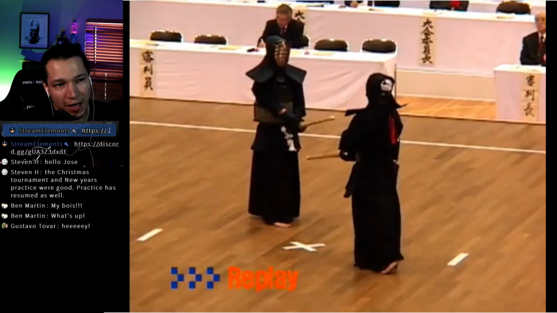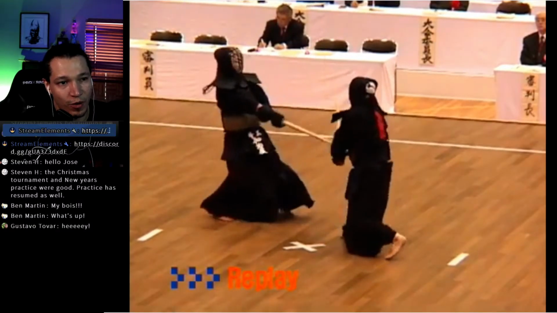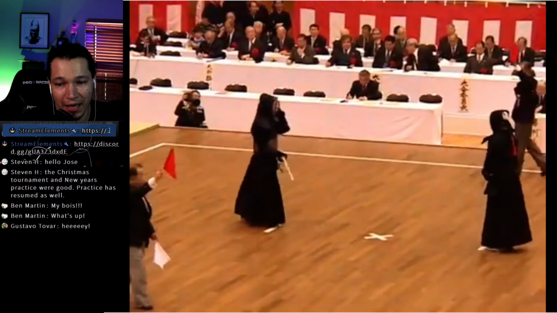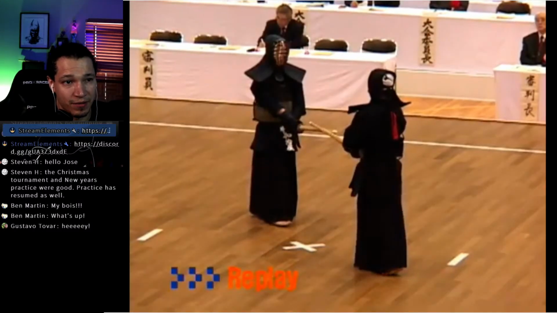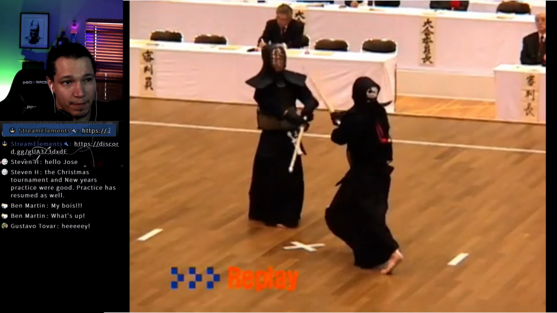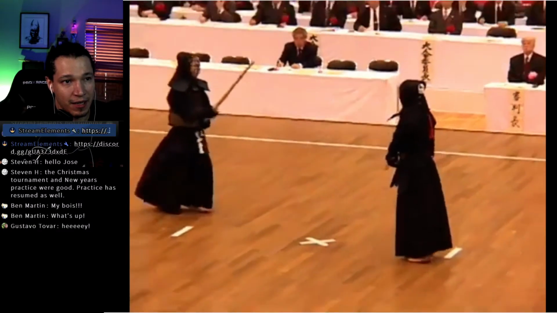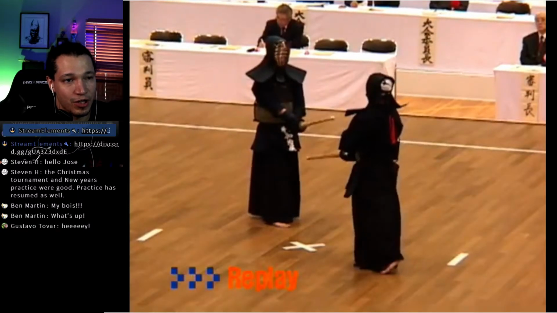Maybe even thinking, oh, he's coming for my kote, let me protect my kote. But he swiftly went around and hit the Tsuki. Now, Zanshin. After the attack, he took the sword out. If you notice, he took the sword out.